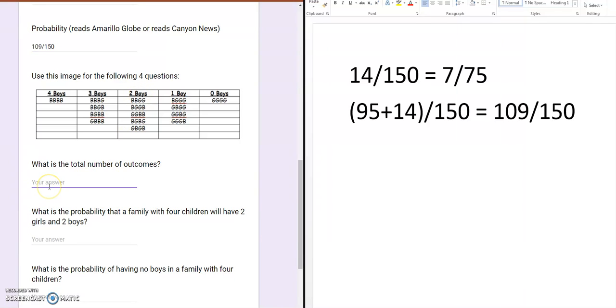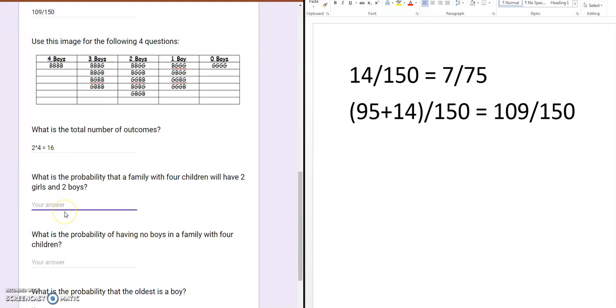So that being said, what's the total number of outcomes? The other nice way to figure this out is this is called binomial probability, and each event has 2 possible outcomes, which means this is 2 to the 4th power, which equals 16 possible outcomes.